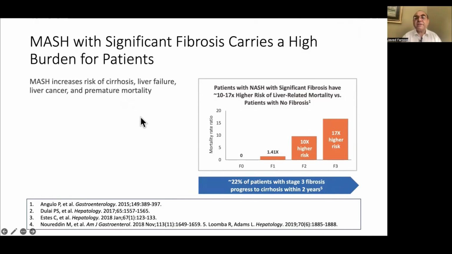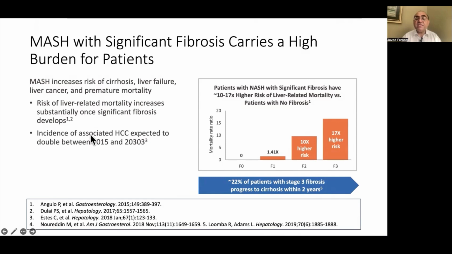We know that MASH increases the risk of cirrhosis, liver failure, liver cancer, and premature mortality. Risk of liver-related mortality increases substantially once significant fibrosis develops. And the incidence of associated HCC is expected to double between 2015 and 2030. 22% of the patients with stage 3 fibrosis progress to cirrhosis within 2 years.